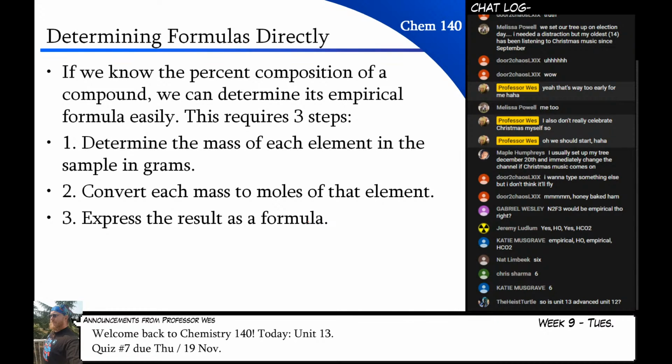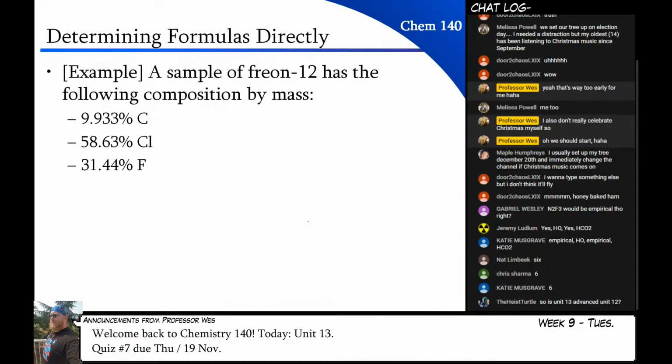All right, so let's do an example of this so that you can see it in action. Because this process looks kind of complicated and there are a lot of steps, but when you do a bunch of these, it becomes very trivial. All right. So I'm going to give you Freon. Freon is a refrigerant. Freon is what's known as a chlorofluorocarbon.